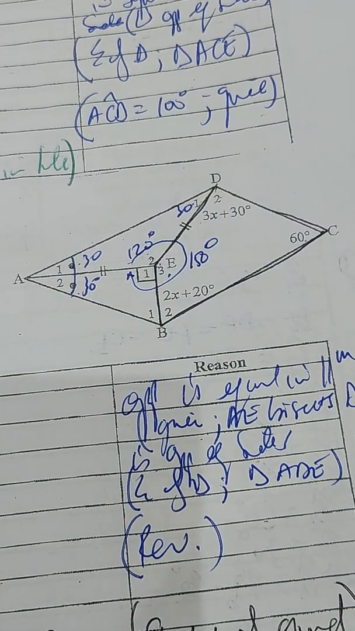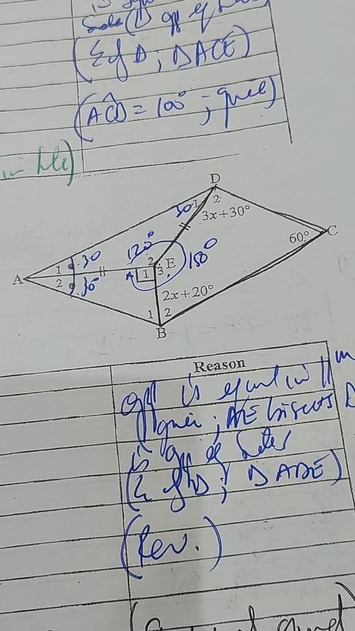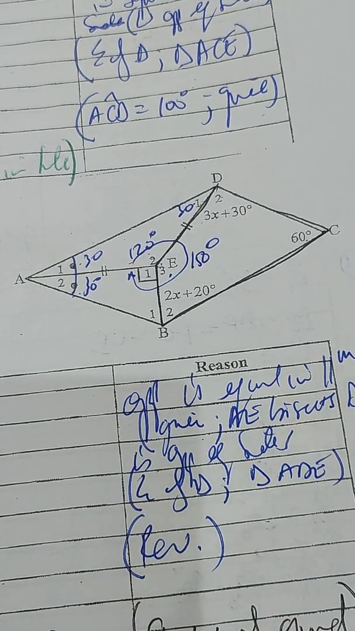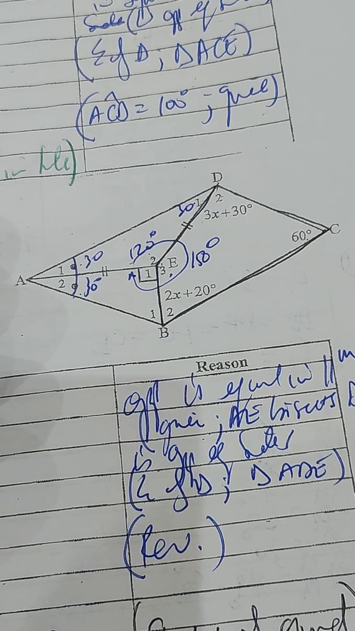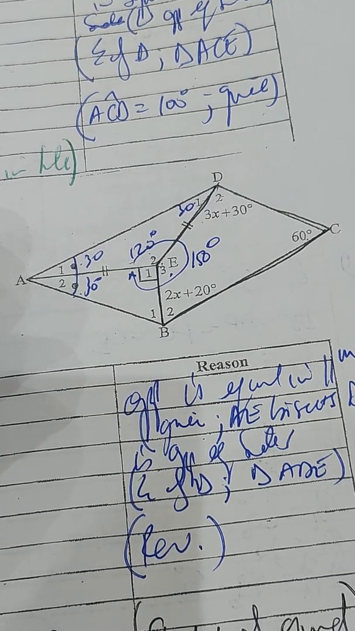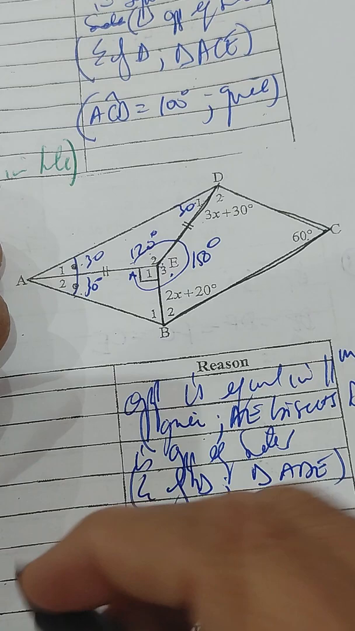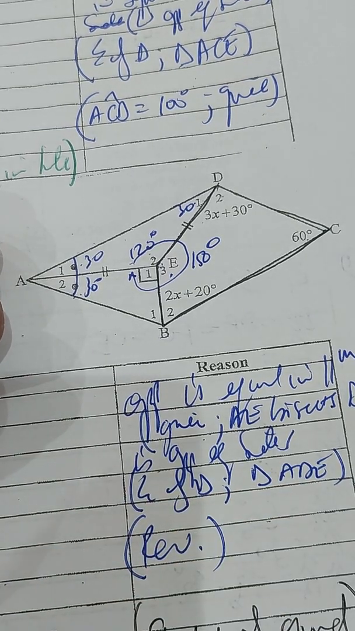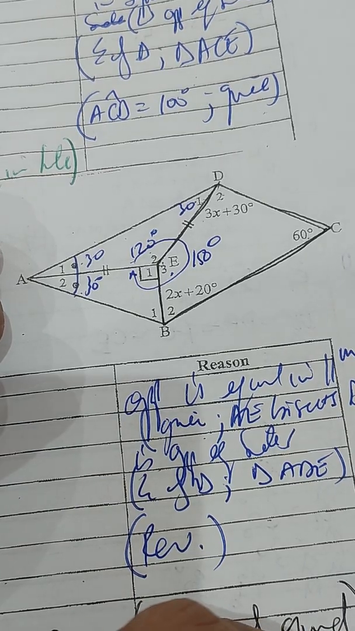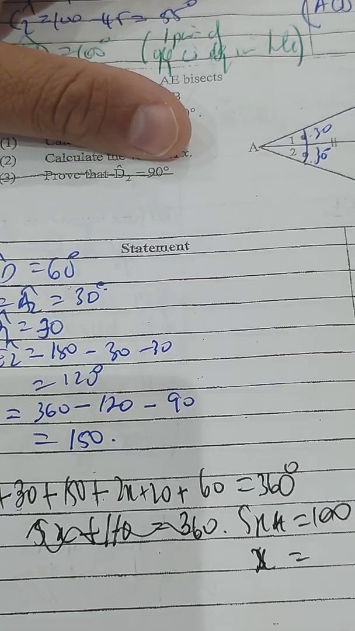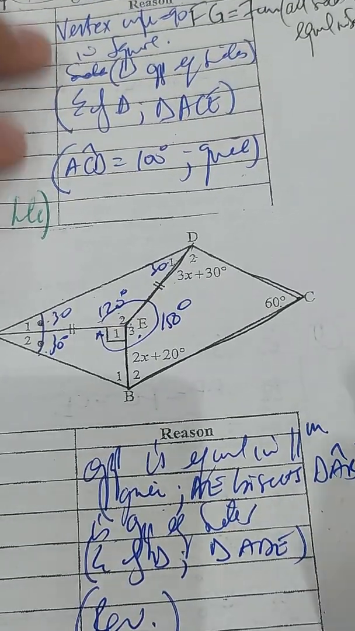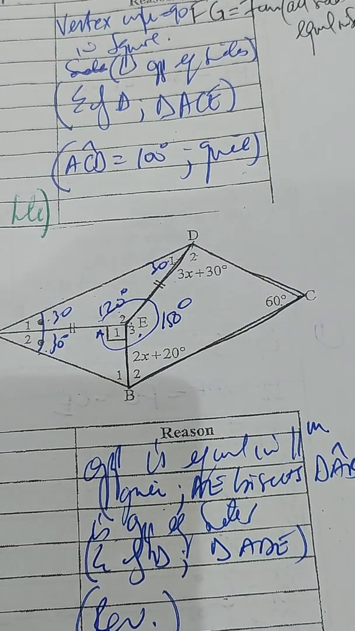Let's check. 150 plus 60 plus, no, that is not right. It's going to be 5x plus 30 plus 150 plus 20 plus 60 gives you 260. So it's 360 minus 260, which is 100, divided by 5. Divided by 5 is going to give you 20 degrees for x. Okay, so x is equal to 20 degrees.